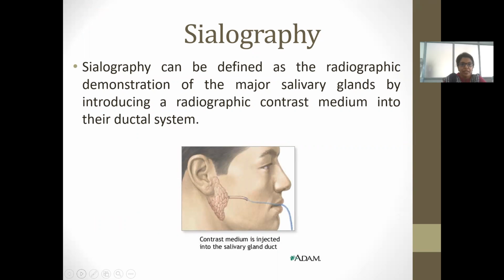Now, sialography is a simple investigative procedure which is commonly used for the investigation of salivary gland disorder, and it can be defined as a radiographic demonstration of major salivary glands by introducing a radiographic contrast medium into the ductal system. So as in this picture, we can see a contrast medium is injected into the parotid salivary gland duct.